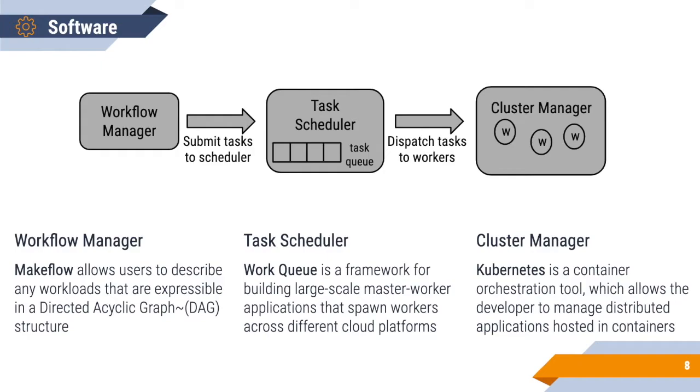The task scheduler is the framework that deploys worker processes across available computing resources, receives tasks from the workflow manager, and assigns tasks to proper worker processes. The cluster manager is the software that abstracts computing resources from physical hardware and provides a view to the upper-layer user or application that they are going to use resources from a unified resource pool instead of independent different physical machines. In our case, we are going to use Makeflow as the workflow manager, WorkQ as the task scheduler, and Kubernetes as the cluster manager.